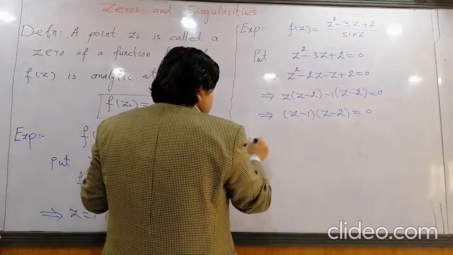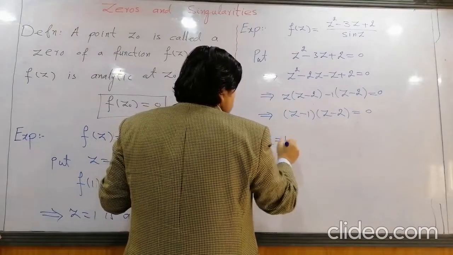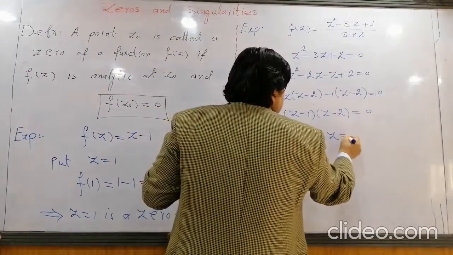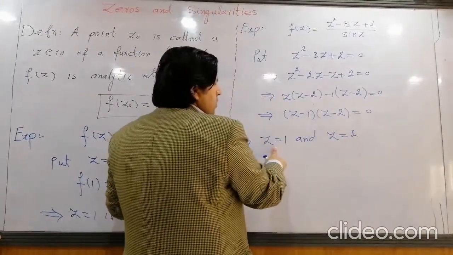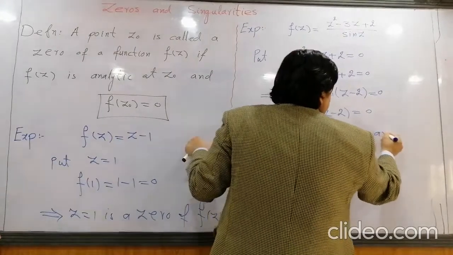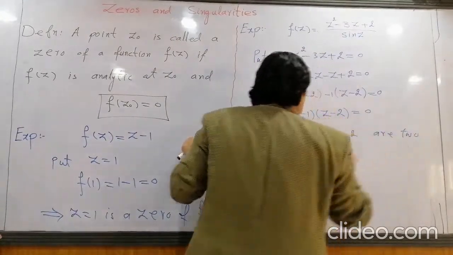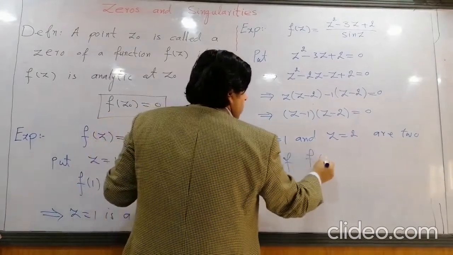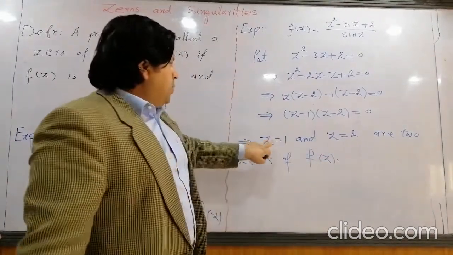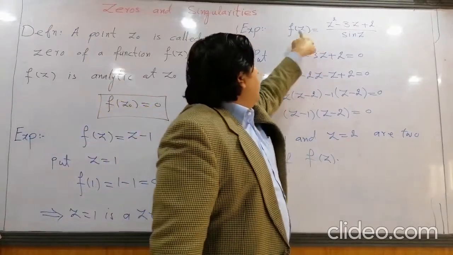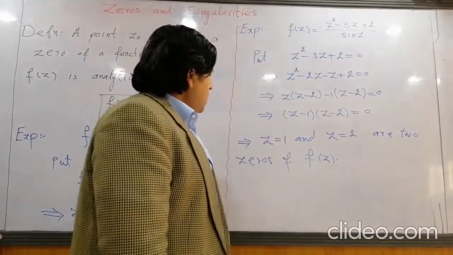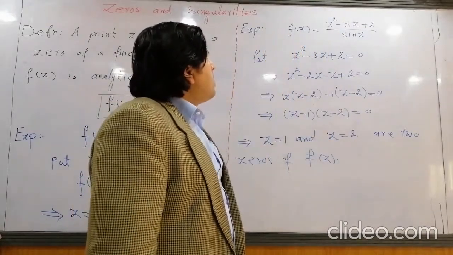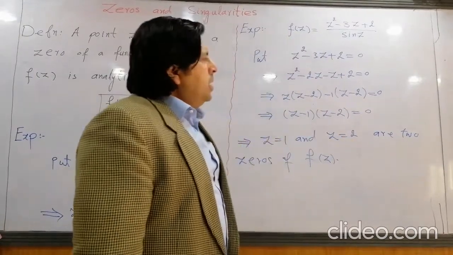So this implies one point I get from this one, which is z is equal to 1, and the other point I get from this, which is z is equal to 2. So z is equal to 1 and z is equal to 2 are two zeros of the function f of z. Now if we put z is equal to 1 in this function, f of 1 must be equal to 0. Similarly, if we put z is equal to 2 in this function, f of 2 must be equal to 0.